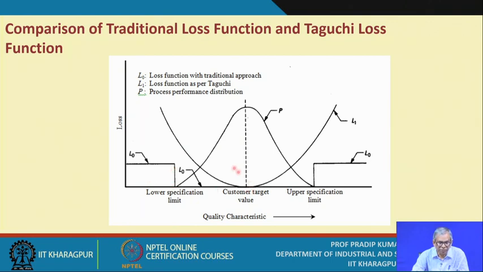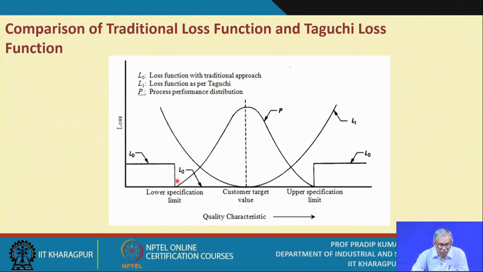But the Taguchi loss function says that my target is the nominal value, or it is referred to as the target. If I get a value which is different from the target, obviously I am incurring a loss. So this way the loss function is depicted. This is the loss function as per Taguchi, that is L1. This is the entire loss function and it is a quadratic loss function.